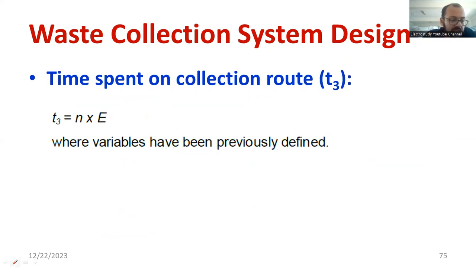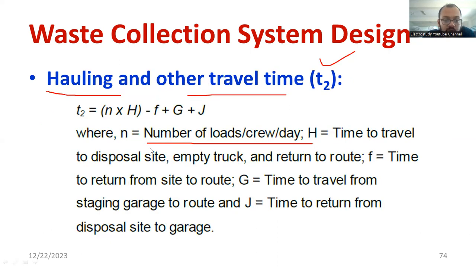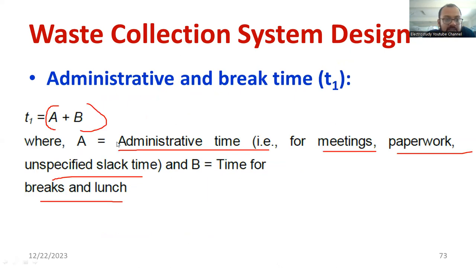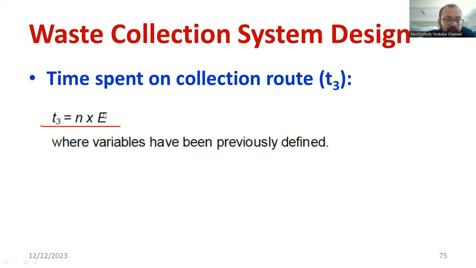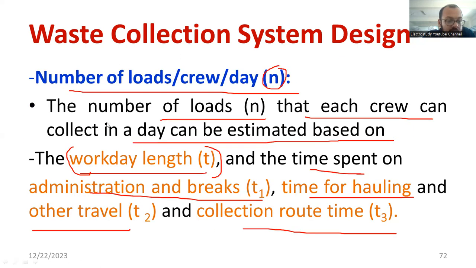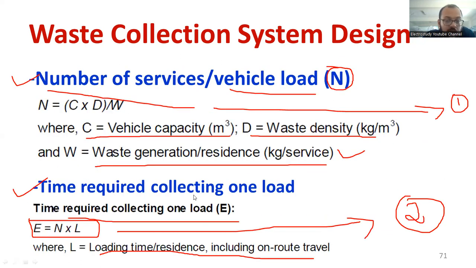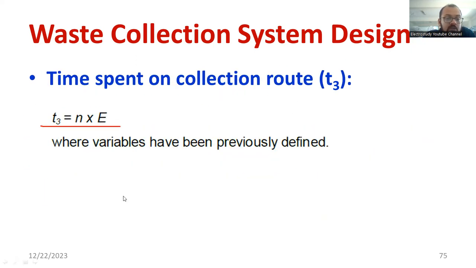So the next parameter is T3. T3 means n into E. What is n here? Small letter n is the number of loads per crew per day. What is E? E is already found out. E is the time required for collecting one load. So you have to multiply it with the small letter n, n into E. I'll be getting T3, that means the time spent on the collection route.